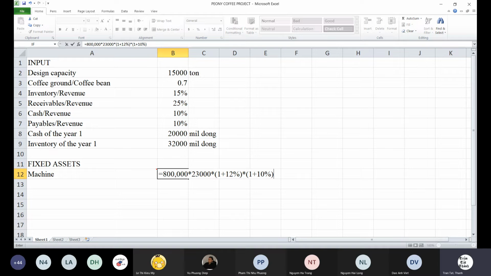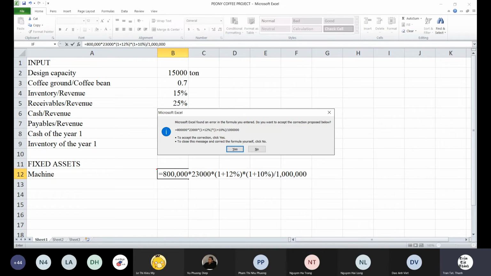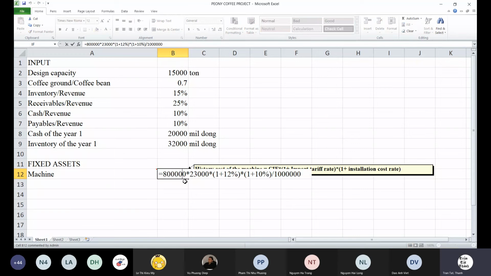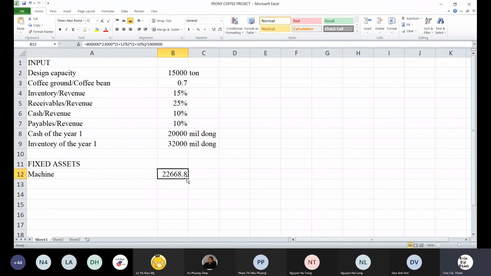The installation cost is 10% of the sum of the CIF and import tariff. So that's why we calculate as follows, over 1 million. So it's going to be 22,668.8 million dong. That's going to be the machine.